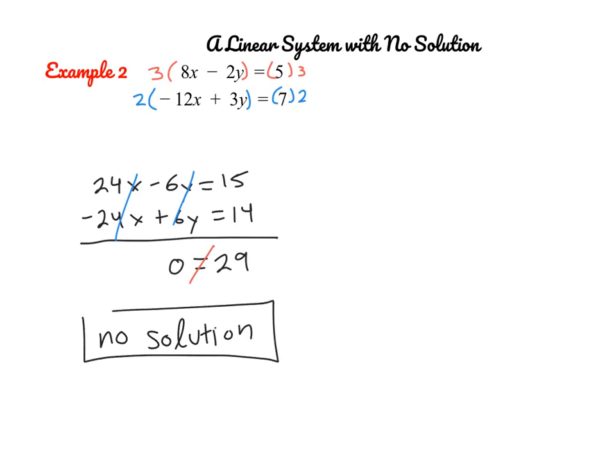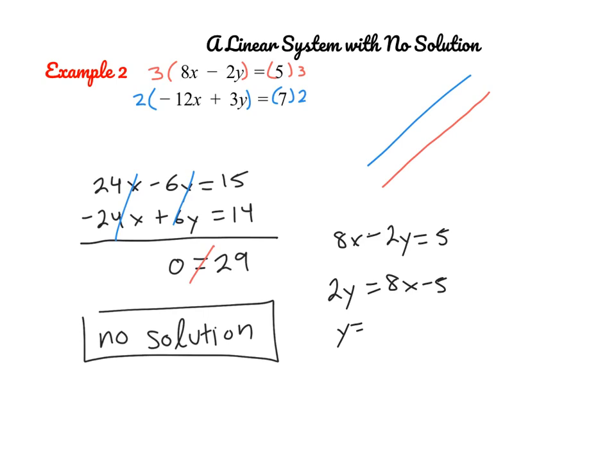Maybe you're thinking to yourself, how do I know if I actually did this problem correctly and didn't make a mistake? If you remember from that first slide, no solution happens when you have two linear equations that have the same slope. So if you want to double check, you can rewrite both of these in slope-intercept form to see if they do have the same slope. Let's do that really quick. For our first equation, I would just add 2y and then subtract 5. And then you can divide by 2. So we get 4x minus 5 halves.